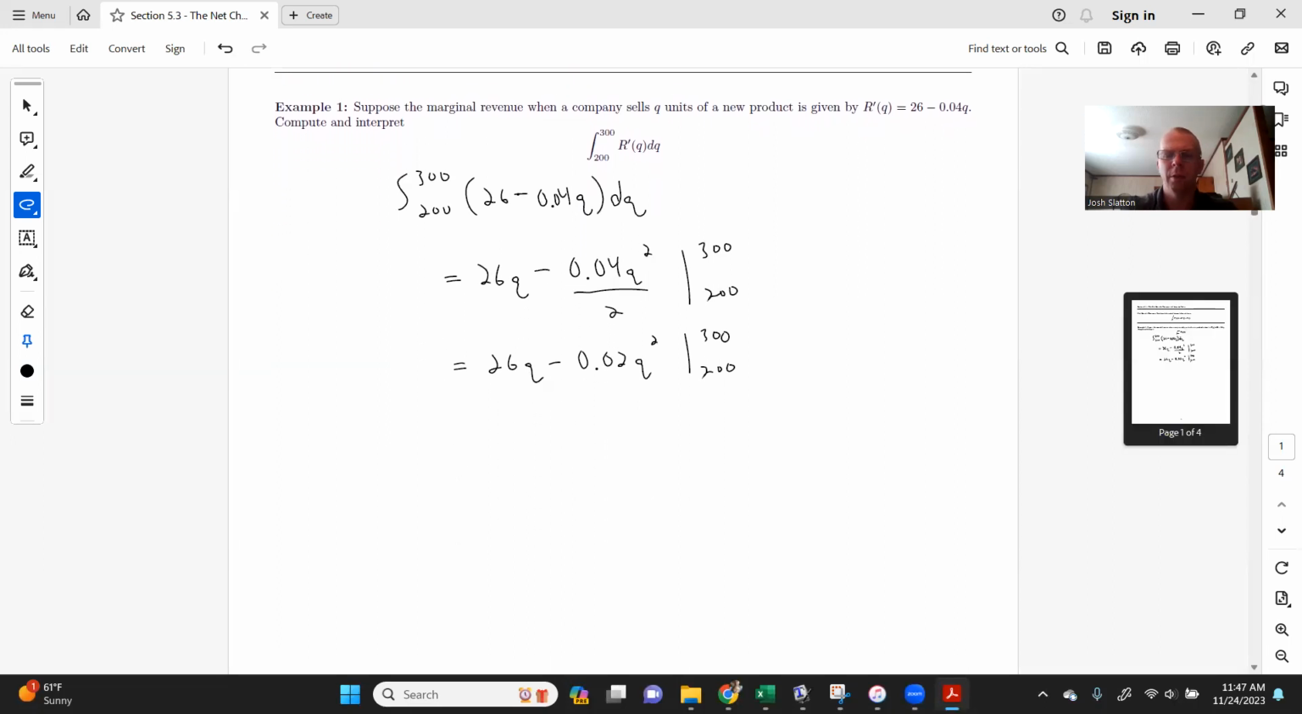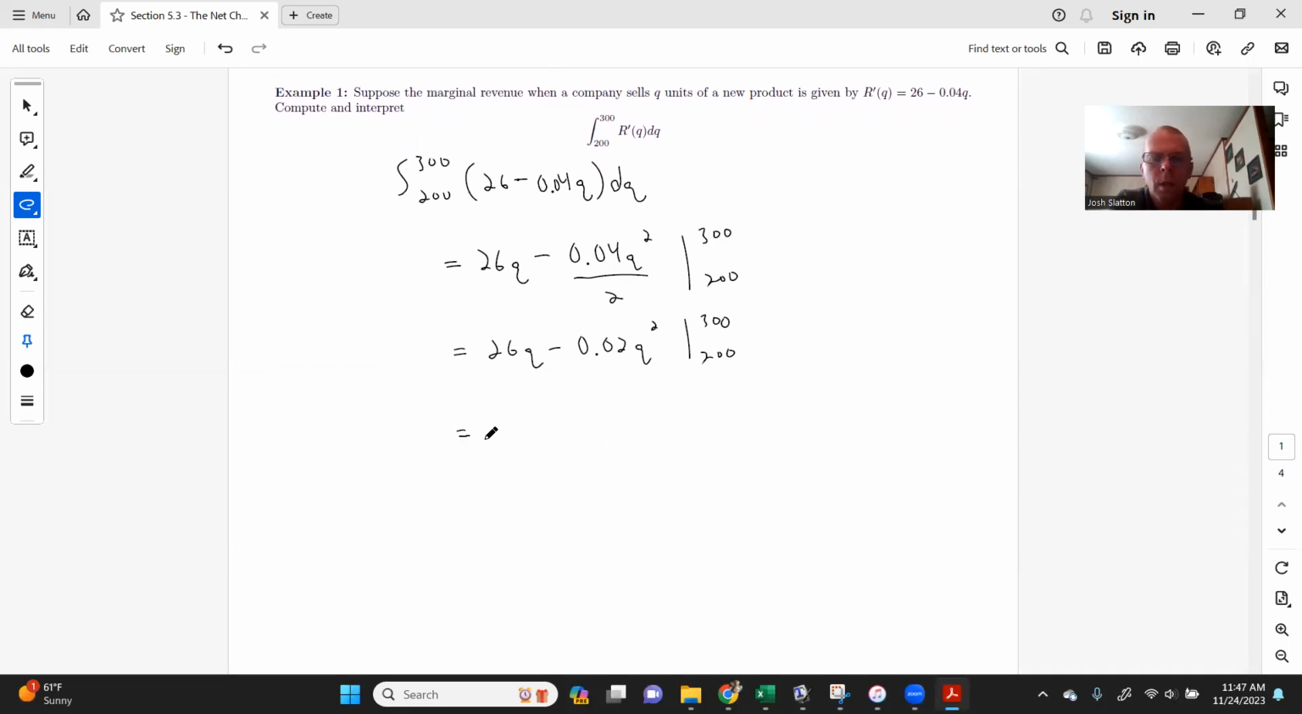And so let's plug those in. And I'll let you do a lot of this calculation. We'll plug in the numbers. So we're going to plug in 300 for Q. We're going to get that. We're going to subtract when we plug in 200 for Q. And I'll let you plug all that in the calculator, but we get 1,600, and this would be dollars. So the R is revenue. Revenue is measured in dollars typically. And so this would be $1,600.